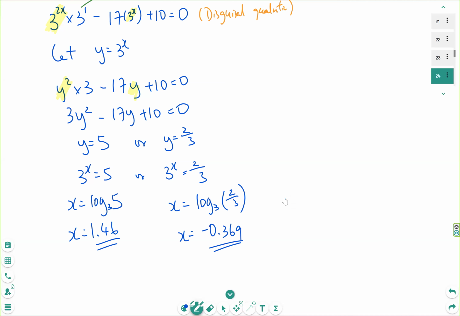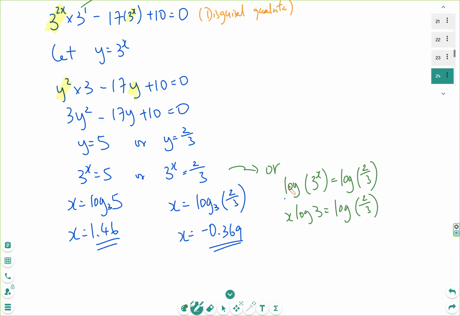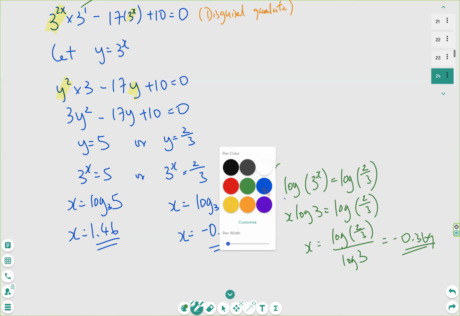Or, if you want, I'll just show you, you can do log 3 to the power of x equals log 2/3. So x log 3 equals log 2/3. x equals log 2/3 over log 3, which gives you negative 0.369. Same thing. Okay, that's it.